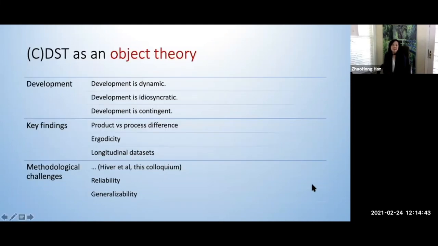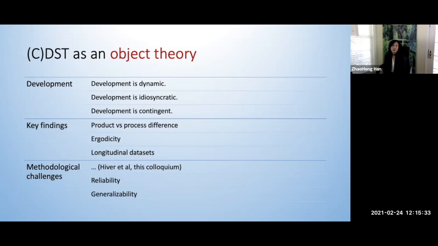Turning now to DST as an object theory, or CDST, as we've seen more and more in the current literature. CDST as an object theory focuses on development as a complex phenomenon. Among its assumptions are development is dynamic, development is idiosyncratic, and development is contingent. Studies guided by DST have led to many findings, including some methodological findings. So for example, there's a big difference between a product-oriented study and a process-oriented study.